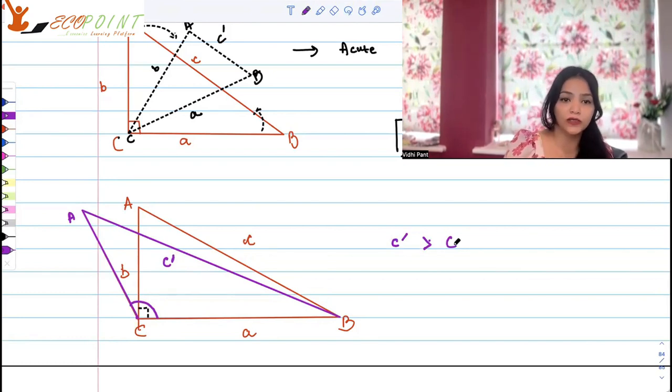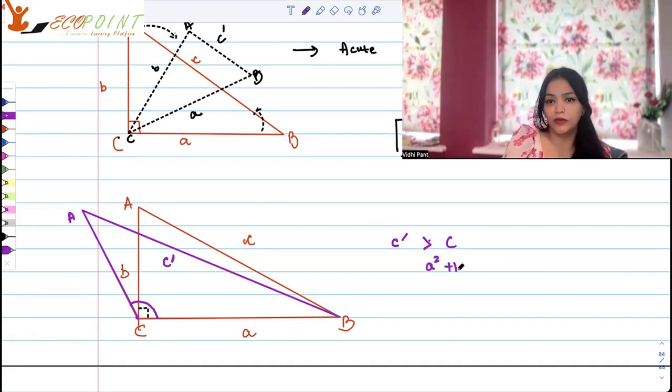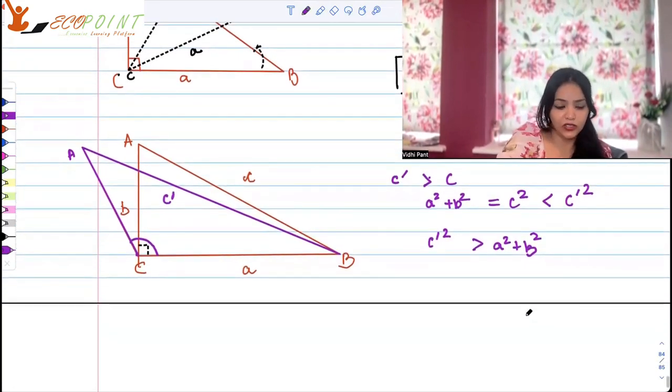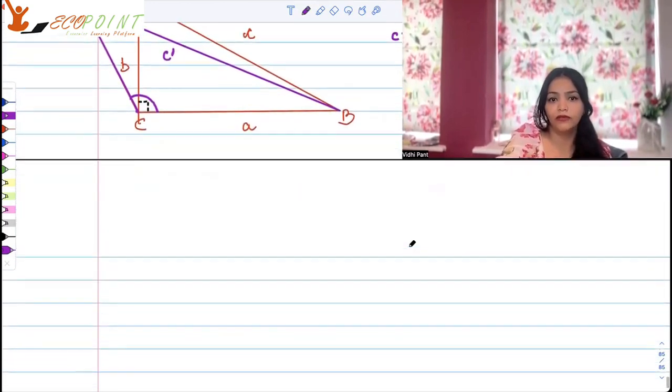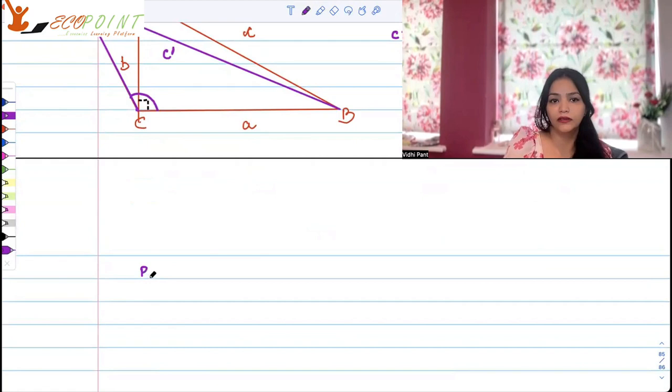So the similar relations, if you will try to look for the similar relation in an obtuse angle triangle, what you will get is, you know that A square plus B square is equal to C square, and this time C square is lesser than C dash square. So you will have a relation that C dash square is greater than A square plus B square. ठीक है, तो हमारे पास क्या रिलेशन आ रहा है? फॉर राइट एंगल A square plus B square is equal to C square.